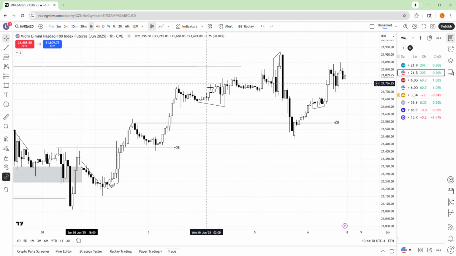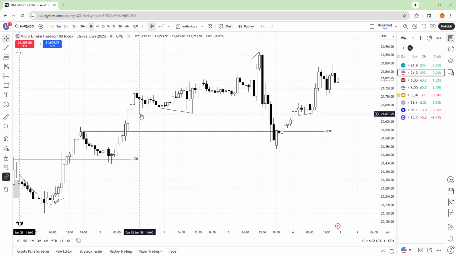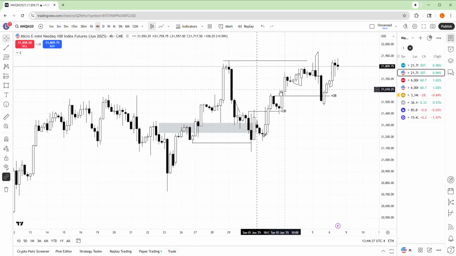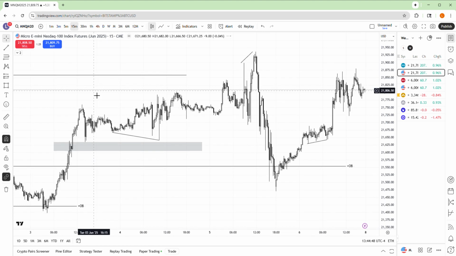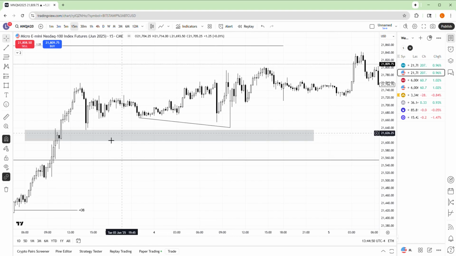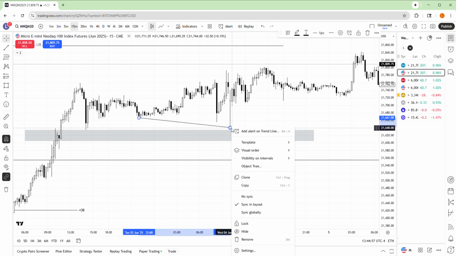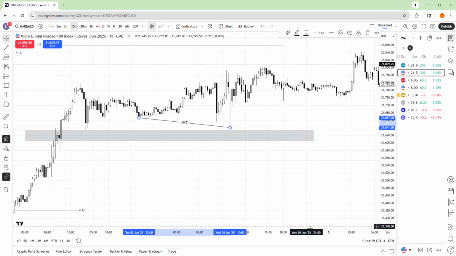Wednesday, where's Wednesday? Wednesday's here. So Wednesday was kind of interesting. This low is also a 4-hour low for this gap here. Bang. So the 15 for Wednesday. This low would have been cool if it was taken. It doesn't need to. Again, we have SMT here at these lows.